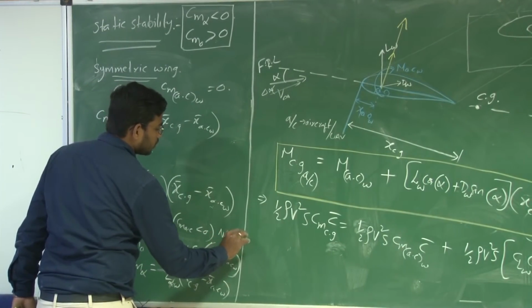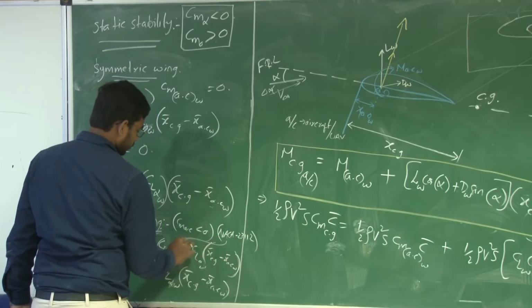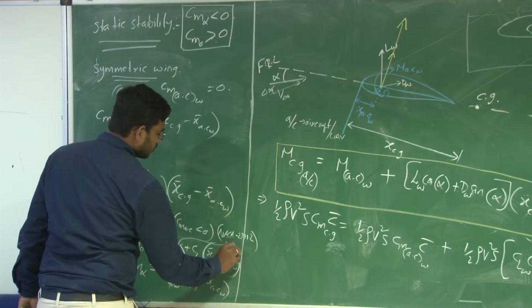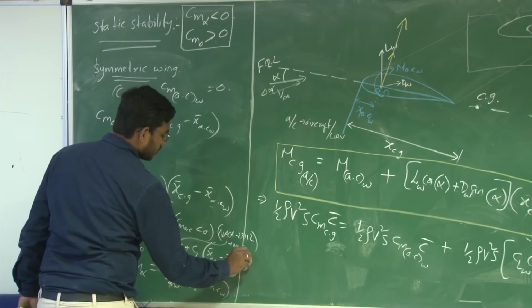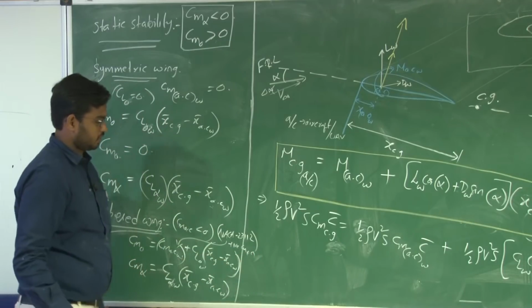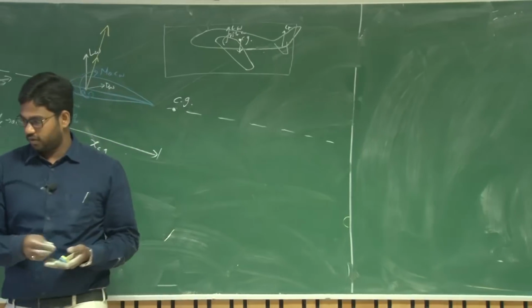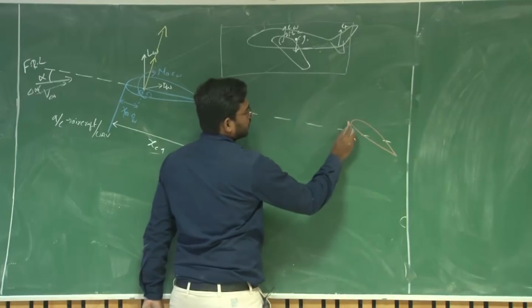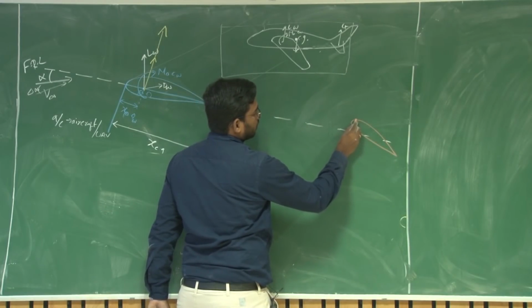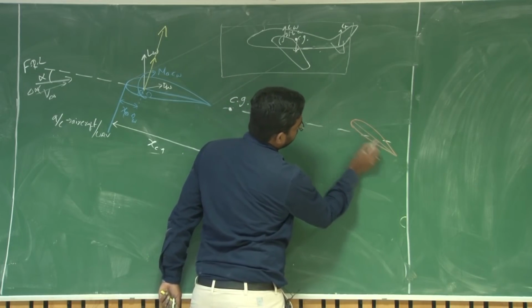NACA 23112 for reflex, for positive Cmac, right, for positive Cmac. Now let's add a tail to it, right. See, it's a symmetric aerofoil, right. This is your chord of the tail.